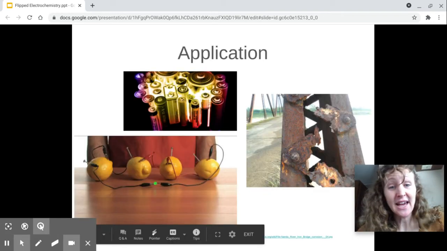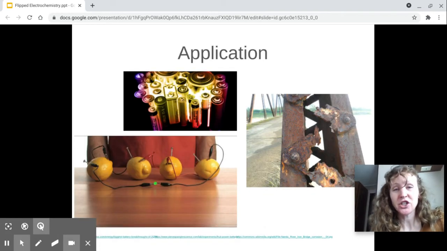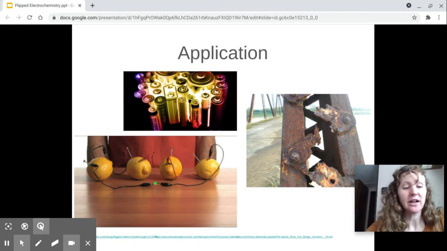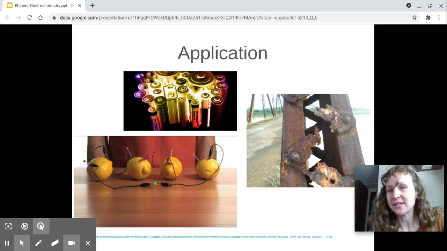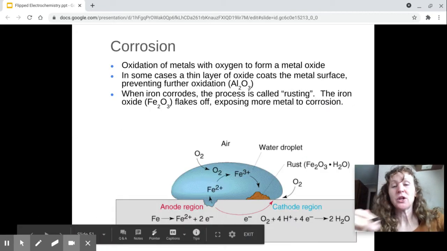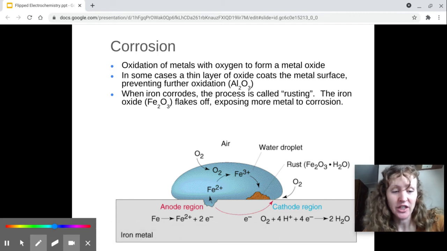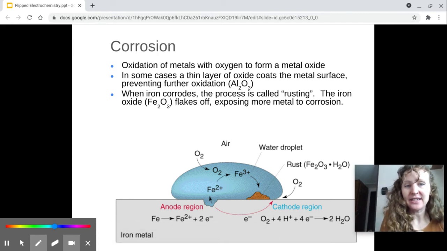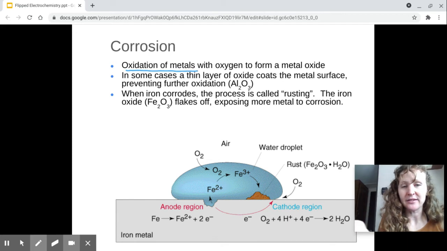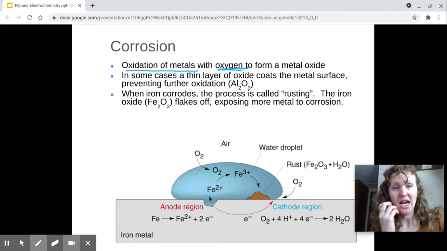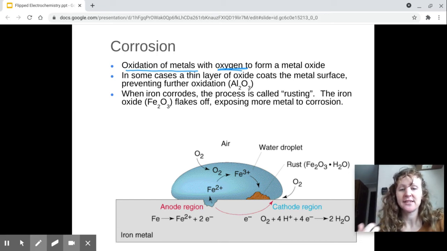All right, for the rest of the time, I want to just talk about application. Electrochem is so applicable. It reaches us in so many areas of our life. So let's walk through some of these scenarios where we might experience electrochem in our lives. First of all, corrosion. Corrosion is going to be a redox reaction. Corrosion is the oxidation of metals, and the oxidation of metals occurs via oxygen. Oxygen is going to oxidize the metals.